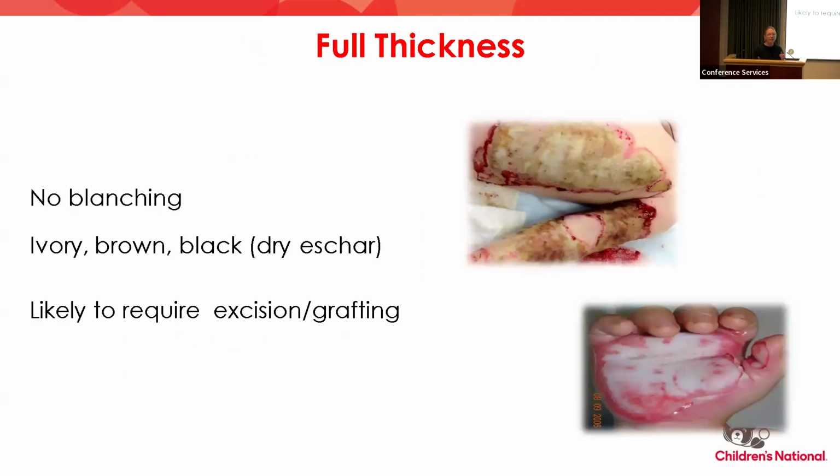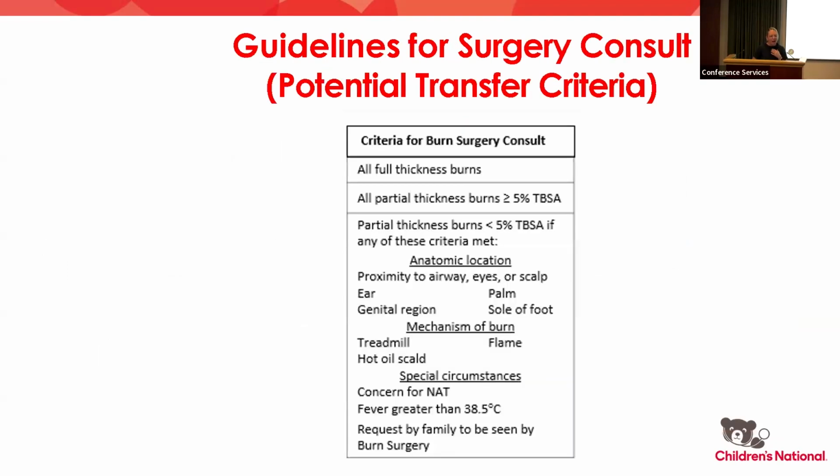And then finally, full thickness injury. These are your flame burns. This could be a really nasty treadmill burn. You'll know them when you see them. They are white, they are brown, maybe black. Most likely they will require an operation, some excision and grafting, to get rid of the injury that goes all the way through the dermis, where we can put fresh skin or a skin graft.